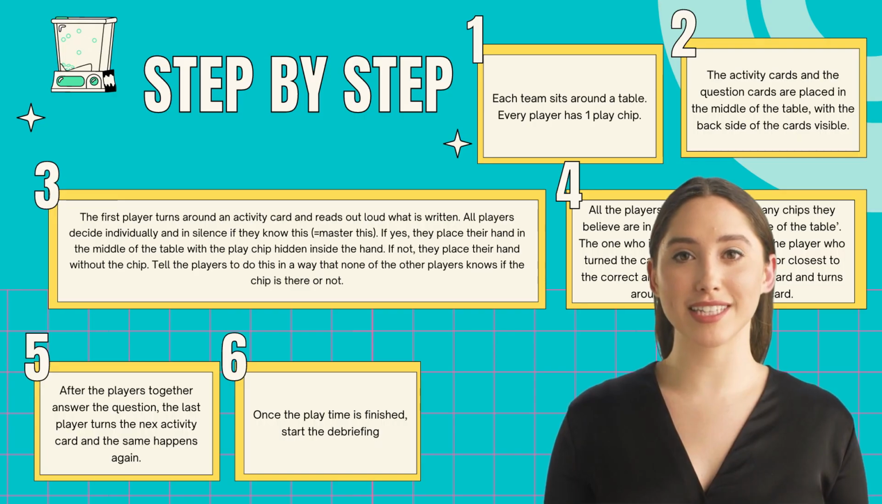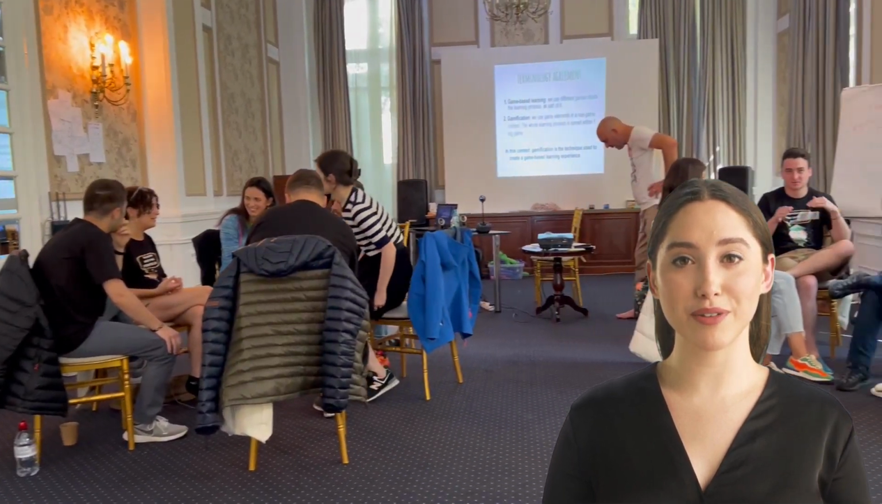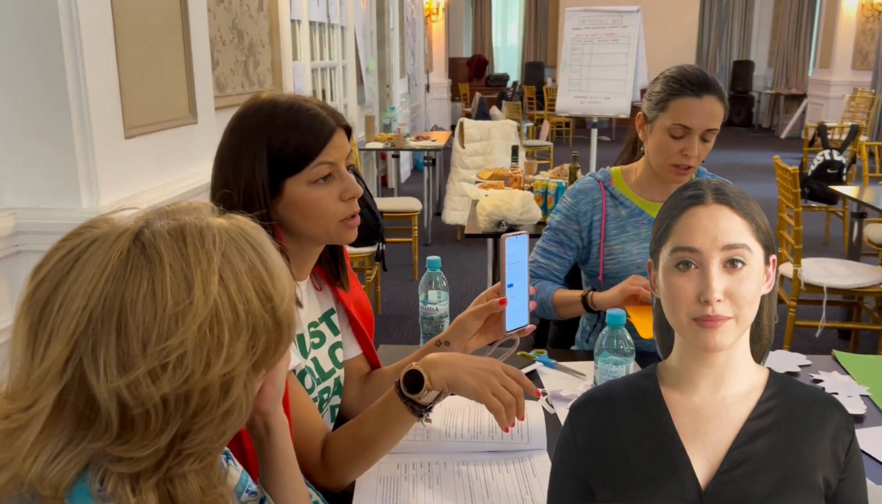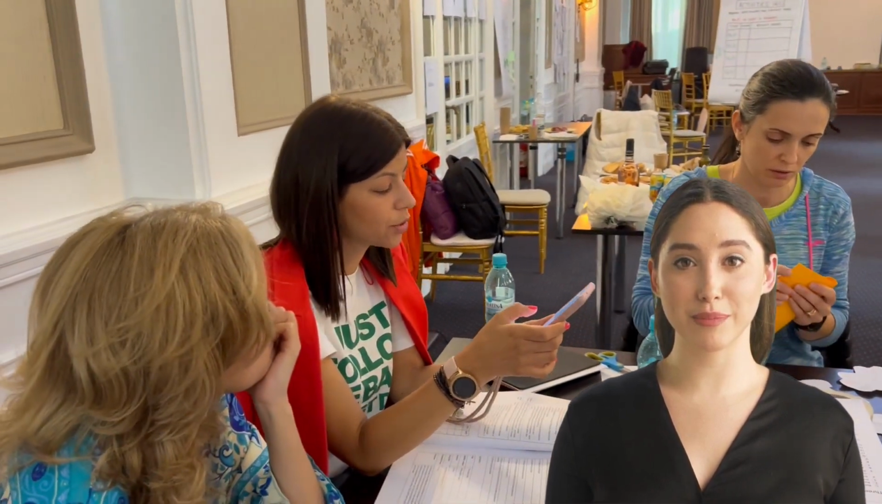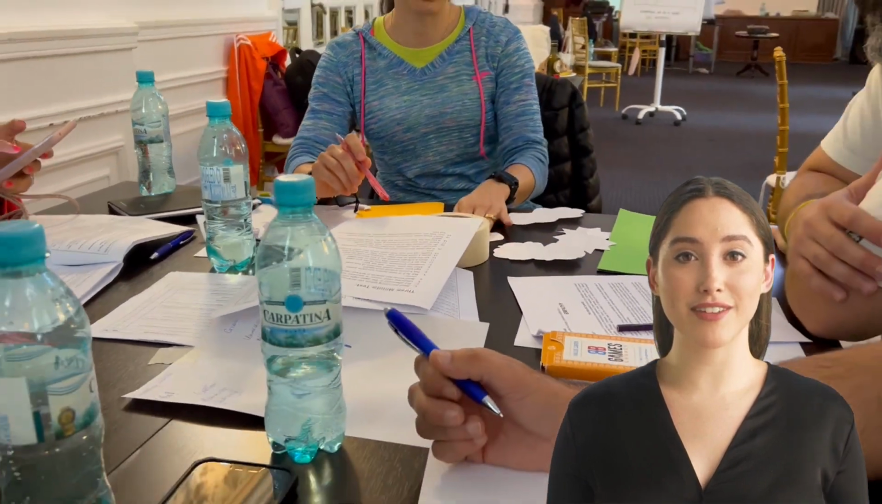Each team sits around a table. Every player has one play chip. The activity cards and the question cards are placed in the middle of the table, with the back side of the cards visible. The first player turns around an activity card and reads out loud what is written. All players decide individually and in silence if they know this equals master this.